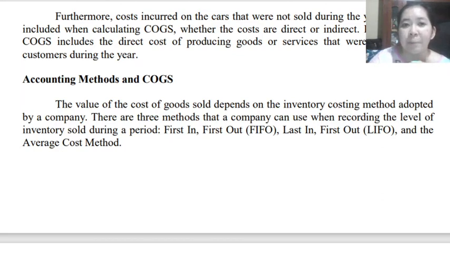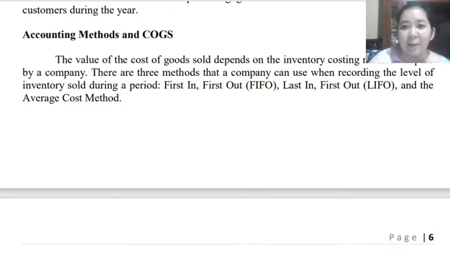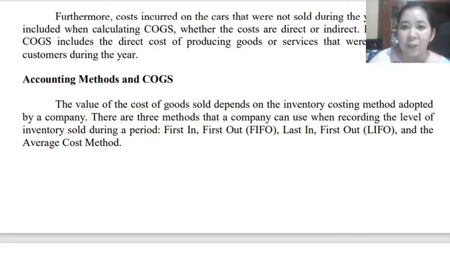Okay, so here there are three methods, aside from what we presented in the previous video lecture. Aside from FIFO and LIFO, we also have the average cost method. Again, in practice, what is actually used or followed is either FIFO or the average cost method. The LIFO method is now excluded. Okay, so the LIFO method is just presented for illustration purposes.